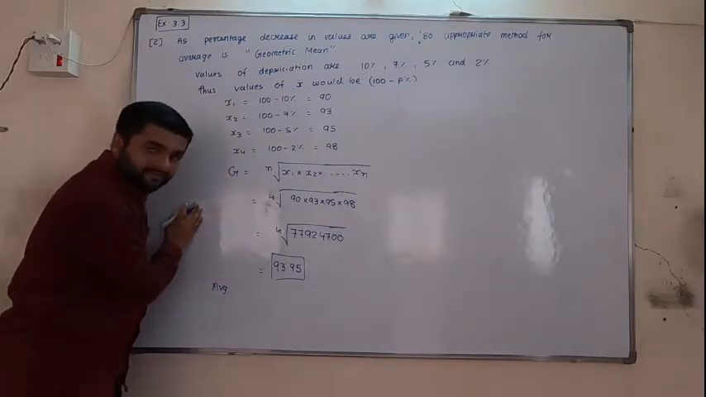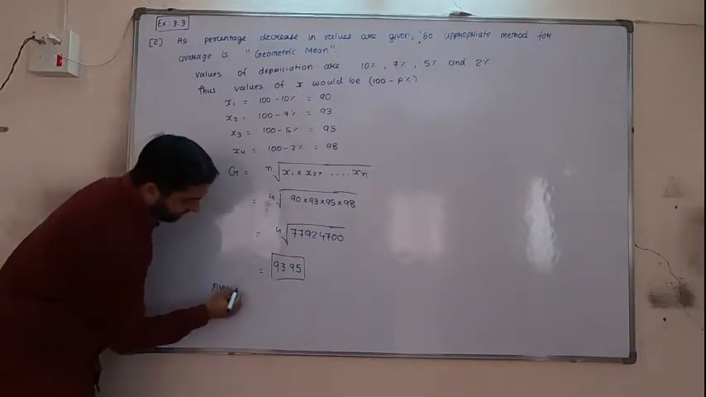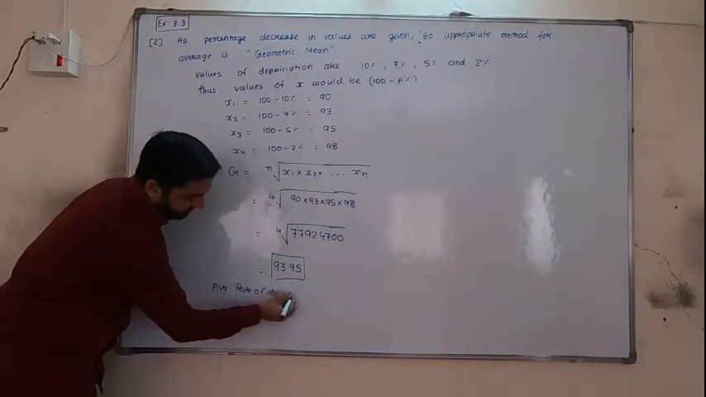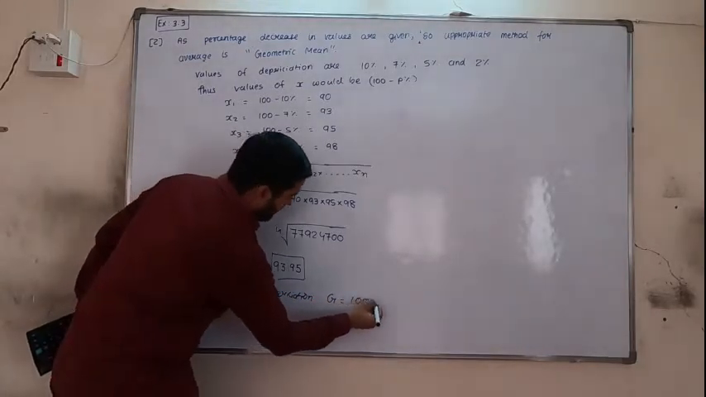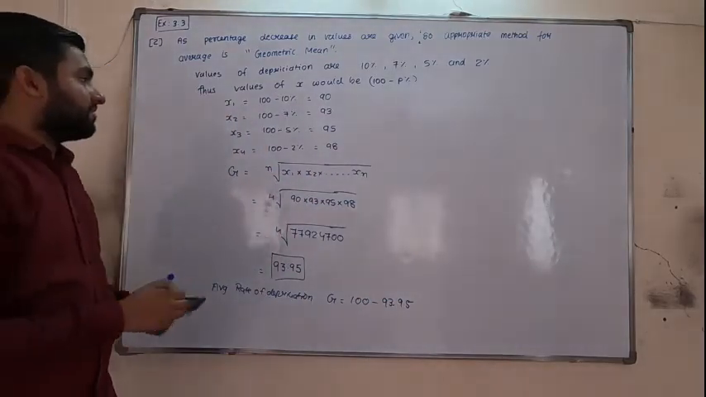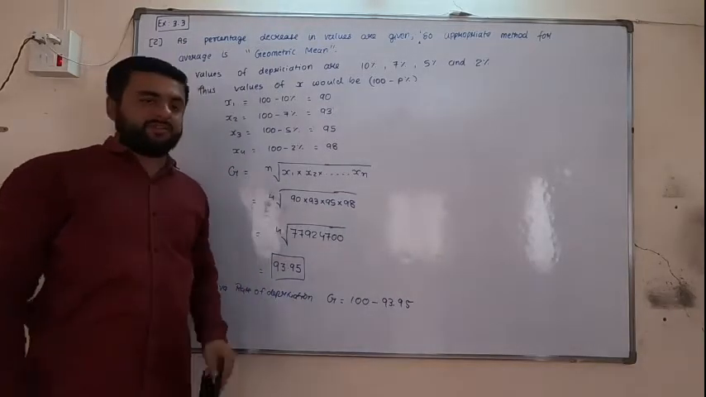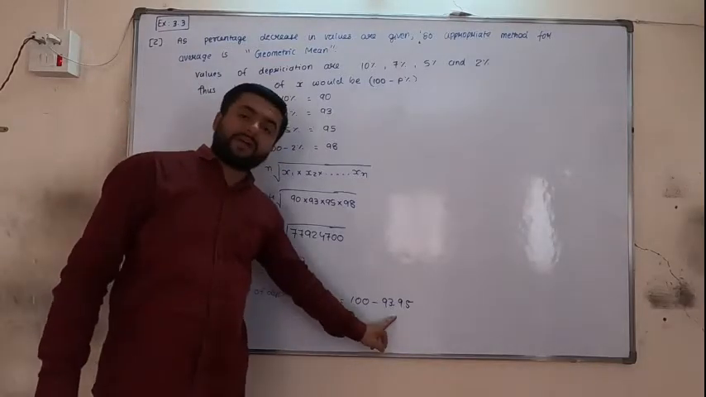we have taken the difference with the answer. Here also we have to take the difference. Therefore, the average rate of depreciation G is equal to 100 minus 93.95. Why are we subtracting? Because for the values we have subtracted, so this answer also should be subtracted. This answer is less than 100, so 100 minus the answer.